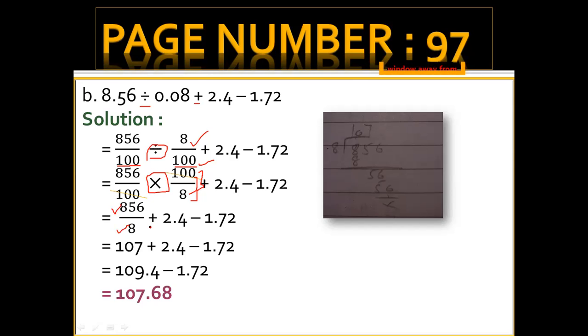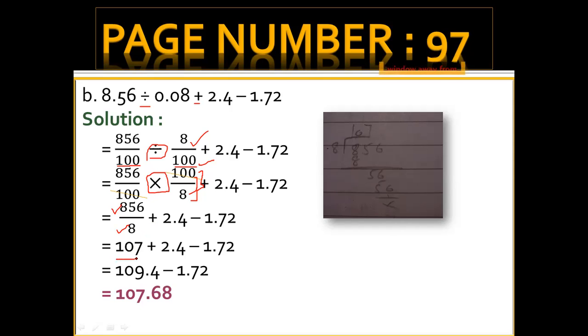856 over 8. Now it will be easy for you to divide 856 by 8, because the decimal division is difficult. So I convert the decimal into a whole number. Now you can divide 856 by 8. 107 will be the answer.